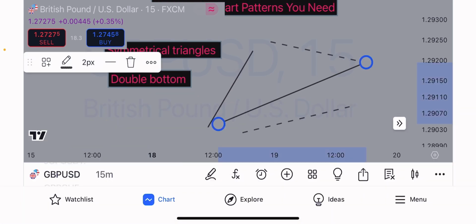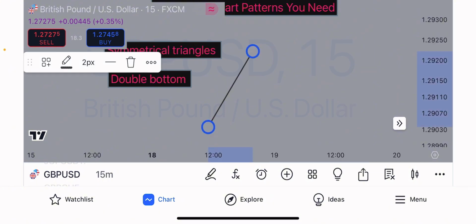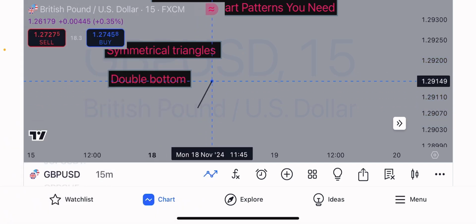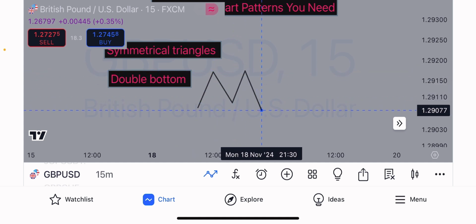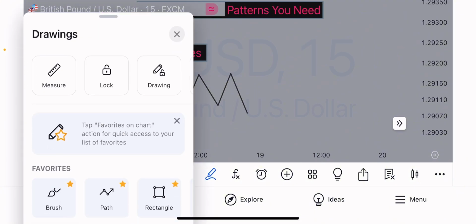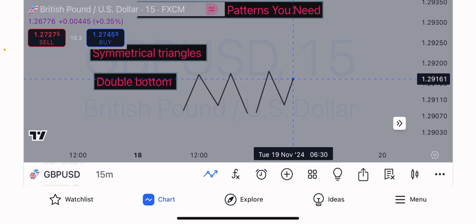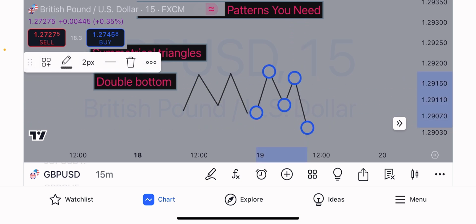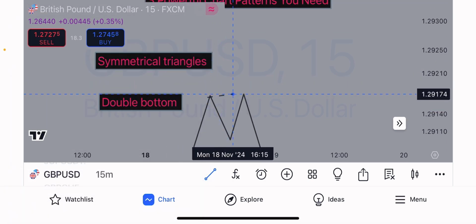This is a double bottom chart pattern. Double bottom or equal lows. If you can't call it double bottom, you can call it equal lows. But there are cases where the lows are not equal. But we won't be talking about that. We're just going to be going majorly into equal lows, double bottom.